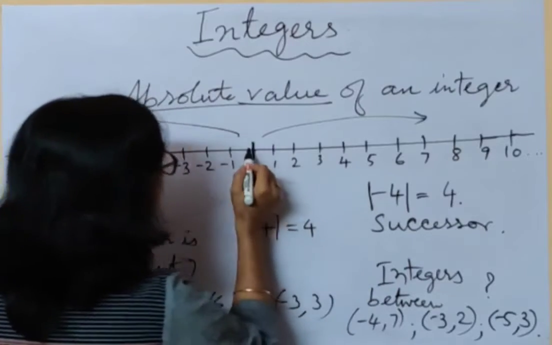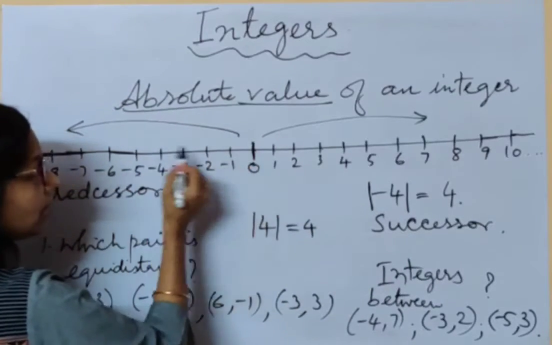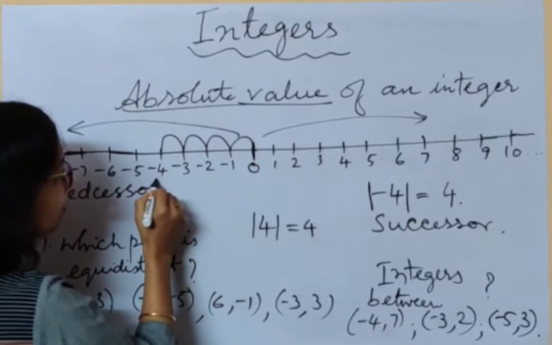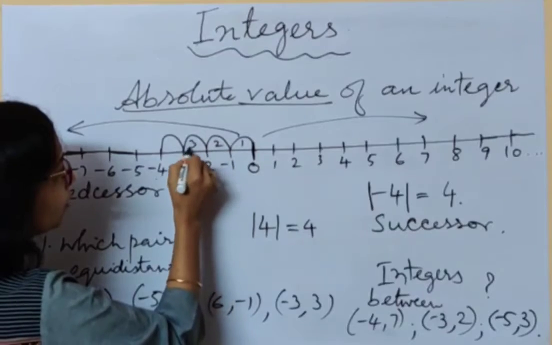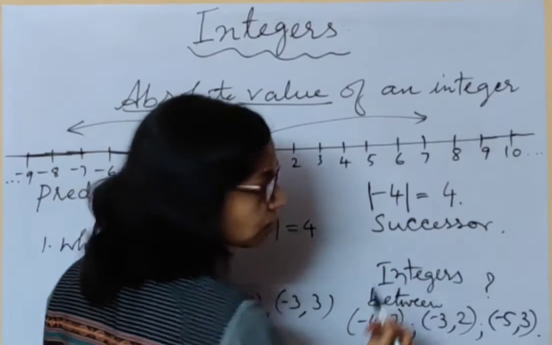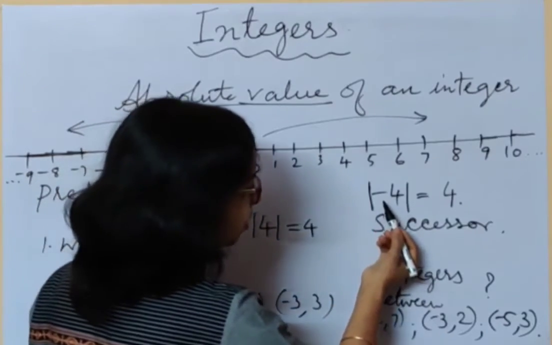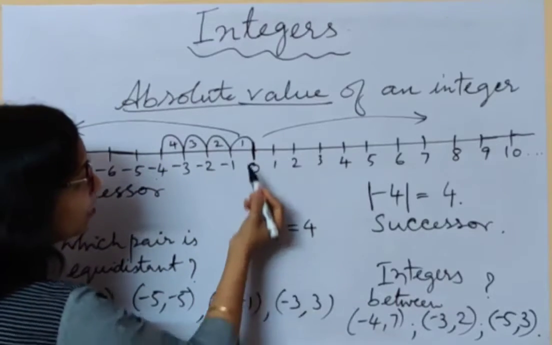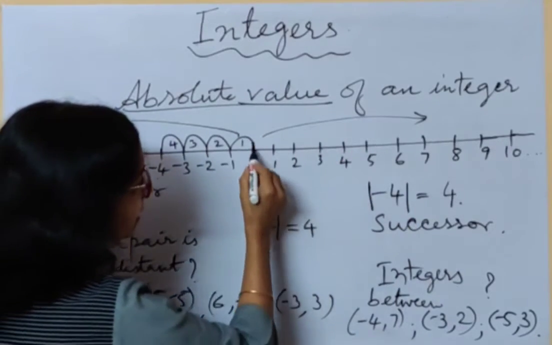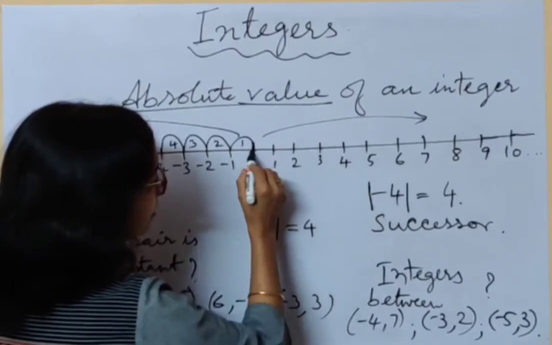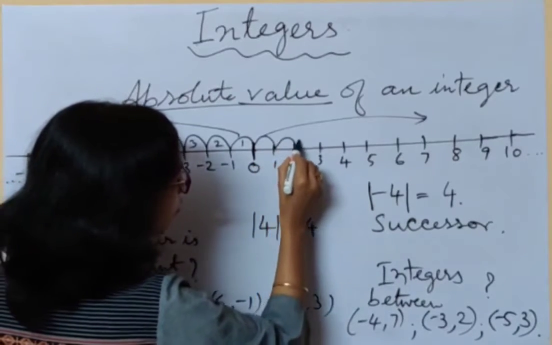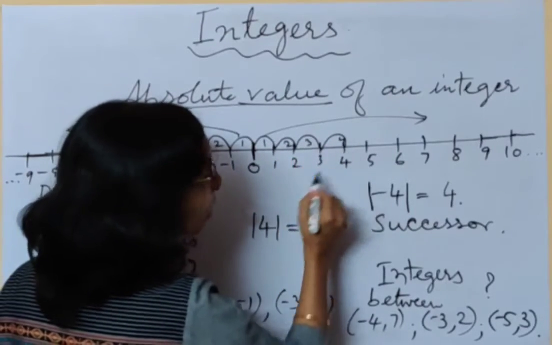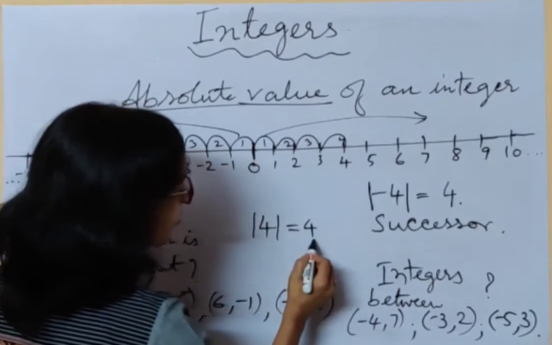So when it is -4, I count up to -4 from 0: 1, 2, 3, 4. How many units have we come? 4 units. So my value is 4. So mod of -4 is 4. So the value of -4 is 4. In the same manner, from 0, if I move to the right towards the positive numbers, 1, 2, 3, 4, that is 4 units, so I jump 4 units to reach 4.